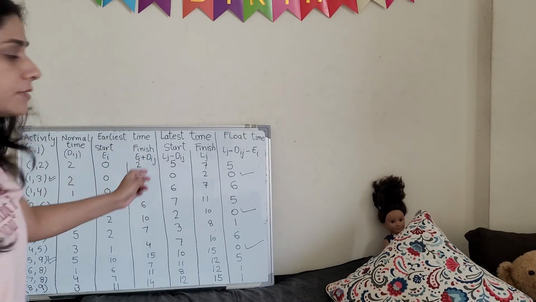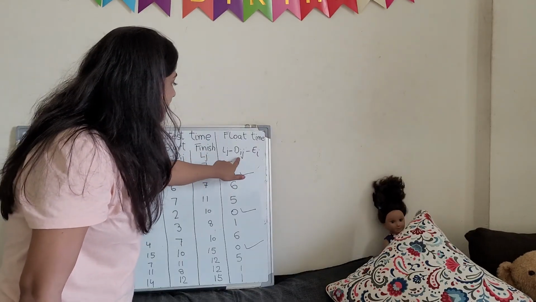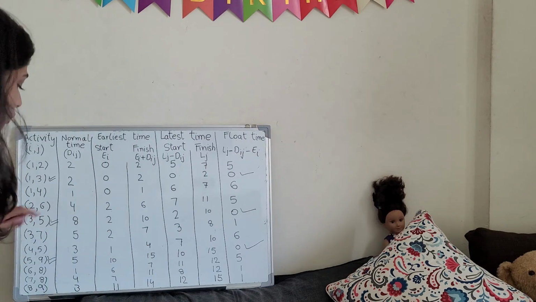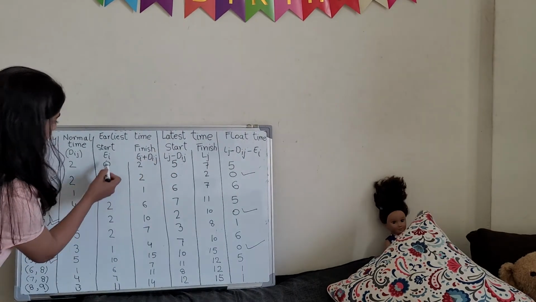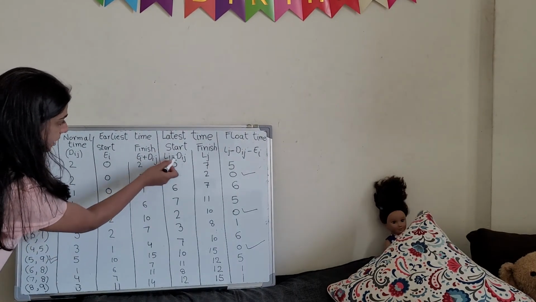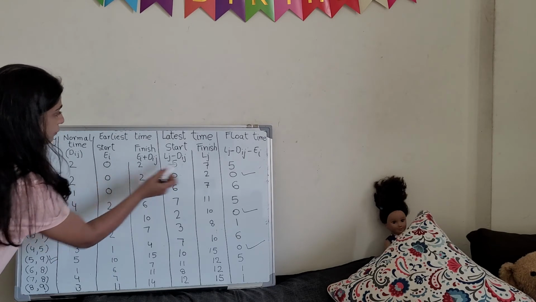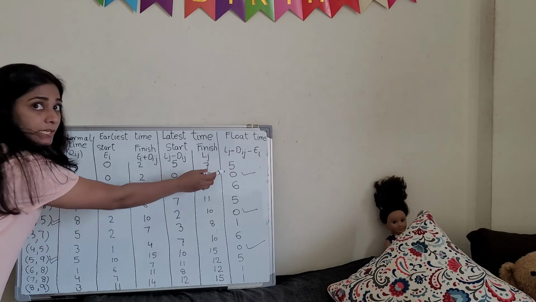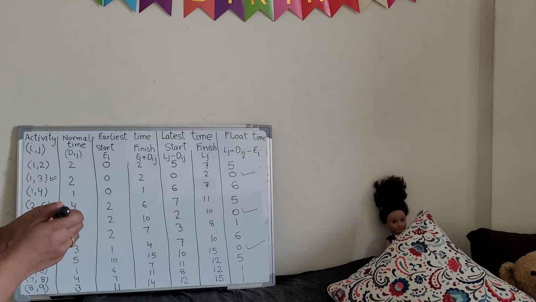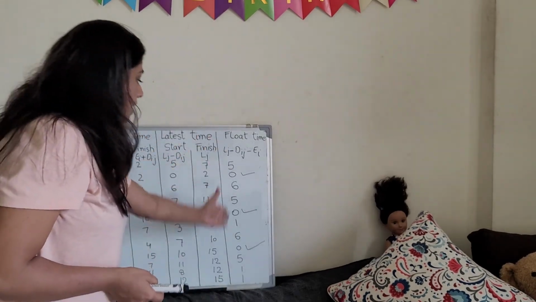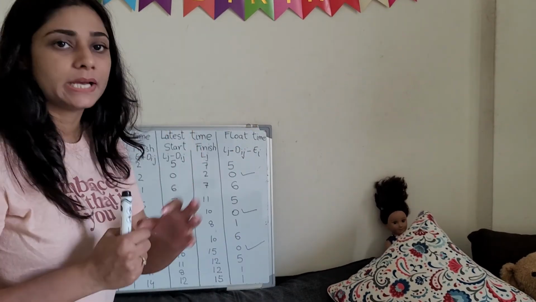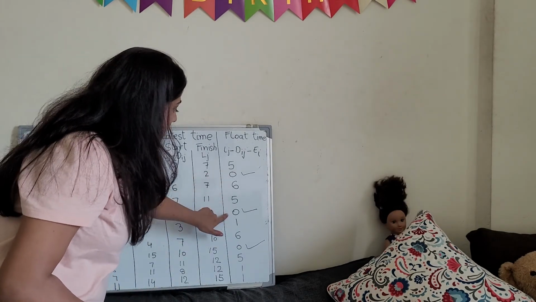And in the last, float time, the formula will be Lj minus Dij minus Ei. So we will subtract this Ei from this column, Lj minus Dij. 5 minus 0, 5, and 0 minus 0, 0. So in this way we calculated float time. Now we will check the minimum time. So minimum time here, this, and this.